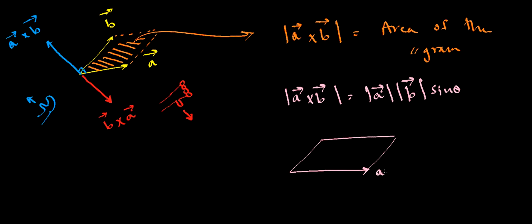So if this is vector A, this is vector B, this side has magnitude A, which is the base, and the height will be over here. If this is angle theta between the two vectors, well, this is just the magnitude of B times sine theta. So it's just base times height. Alright.